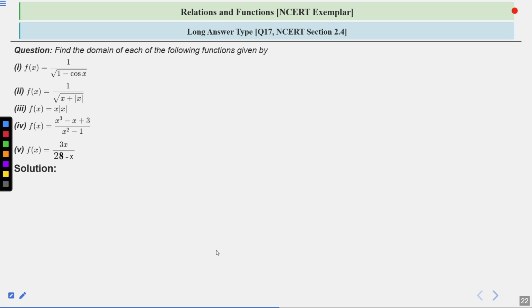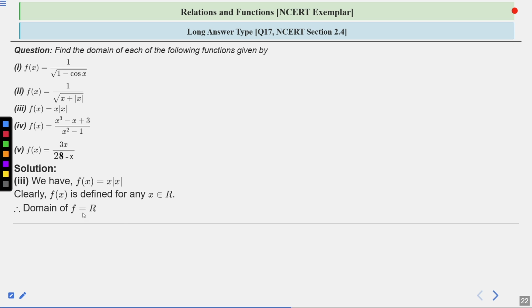Now, for third, the function is x times mod x. Clearly, we have no restriction on x. We can use any real number over here. So f(x) is defined for any real number. So the domain is the complete set of reals.